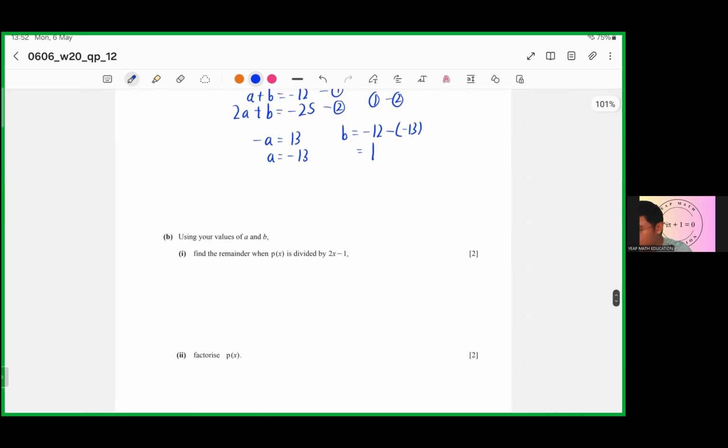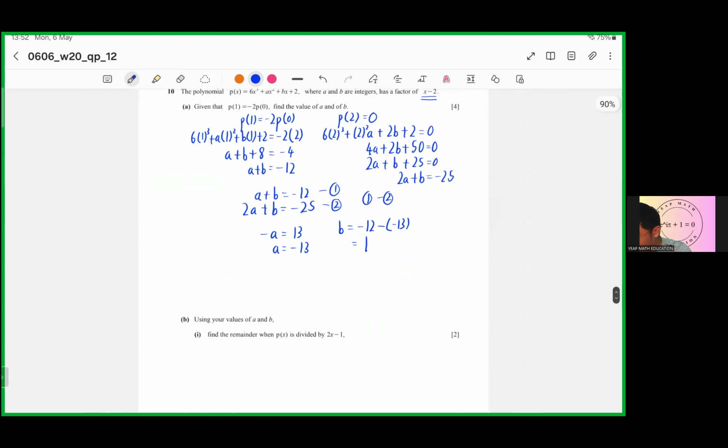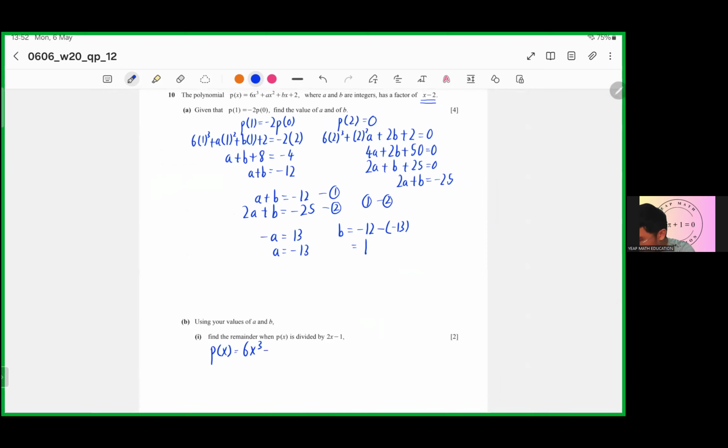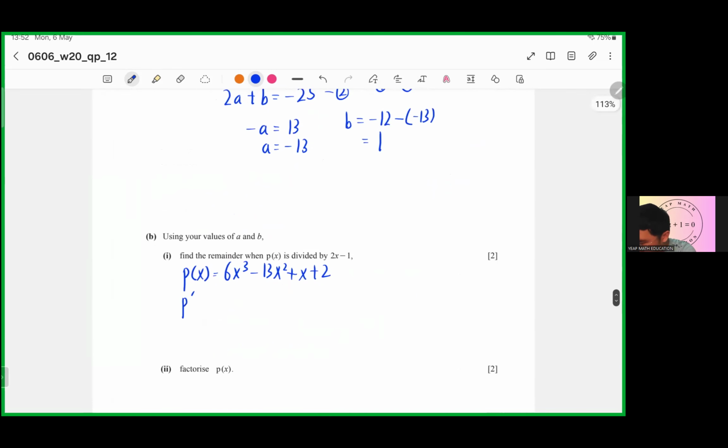Part B: using your values of a and b, find the remainder when p(x) is divided by 2x minus 1. Now we can write p(x) equals 6x cubed minus 13x squared plus x plus 2. So we just take p(1 over 2): 6 times (1 over 2) cubed minus 13 times (1 over 2) squared plus 1 over 2 plus 2.